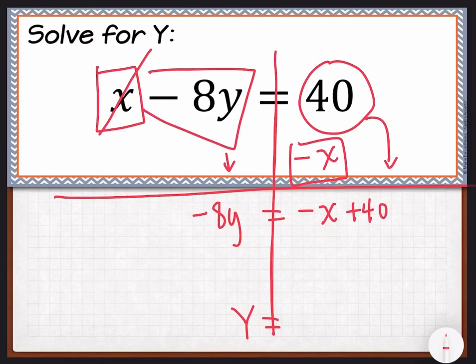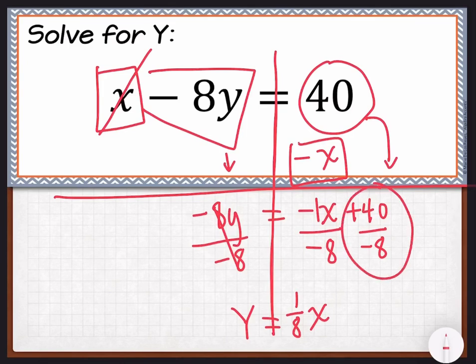And then since we're trying to solve for just y, we want to divide off the coefficient. So we're dividing by negative 8. And when we do that, we need to balance it out by dividing by negative 8 across the entire right side. So let's simplify this. This is actually a negative 1. So negative 1 divided by negative 8 is positive 1/8 with the x. And 40 divided by negative 8 is negative 5. So this is our answer. Y equals 1/8 x minus 5.